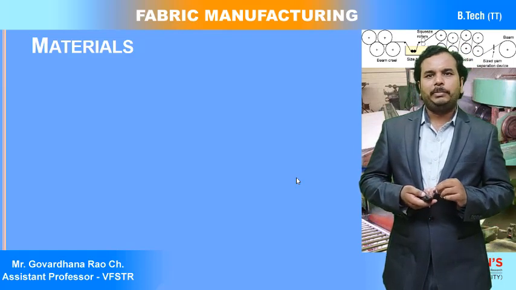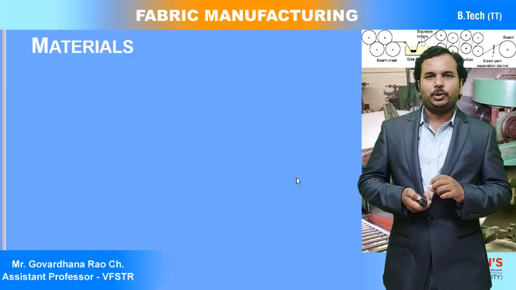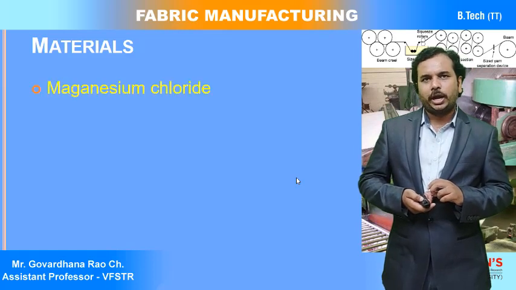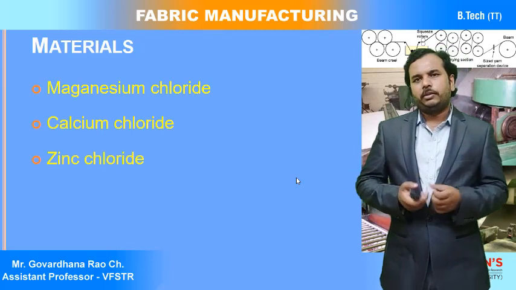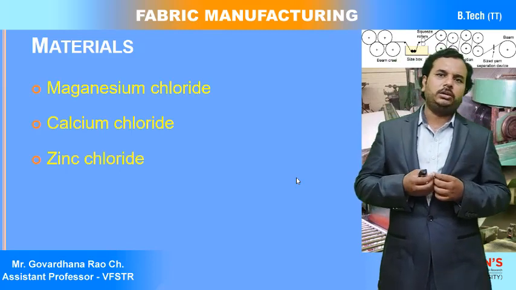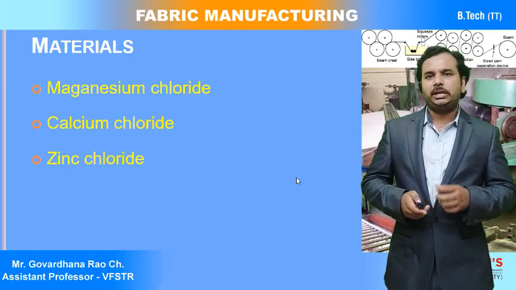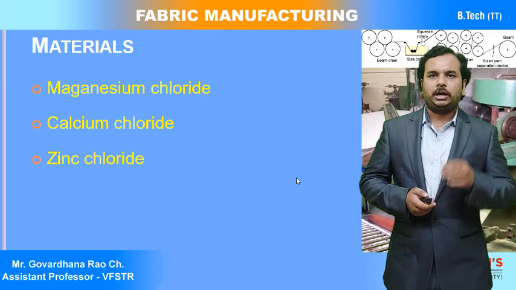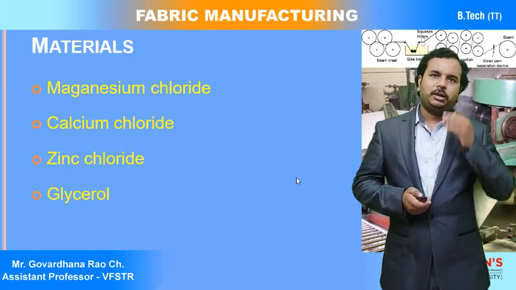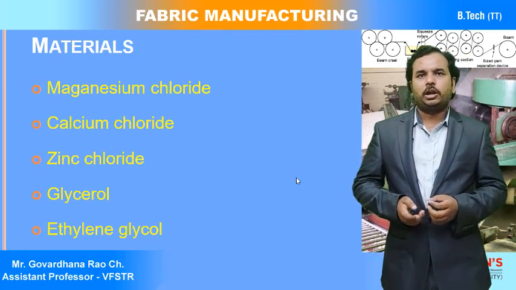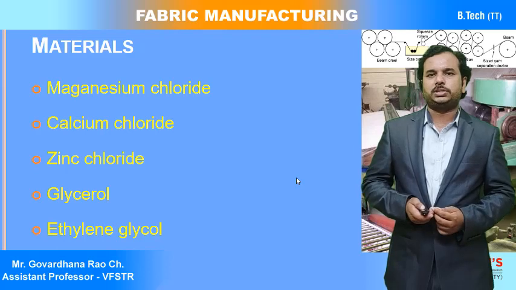The materials we specifically use as deliquescents are magnesium chloride, calcium chloride and zinc chloride. Out of these materials you can use any one. I am giving examples for each and every ingredient category. Glycerol is also one of the deliquescents, and ethylene glycol is also one of the deliquescents. So these are the materials of the deliquescent.